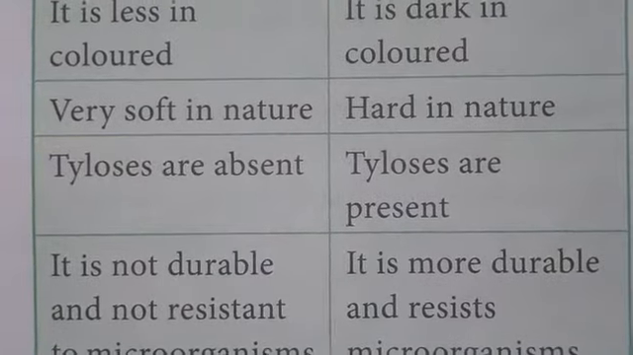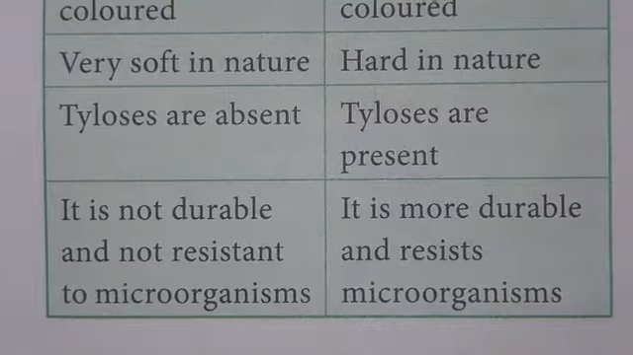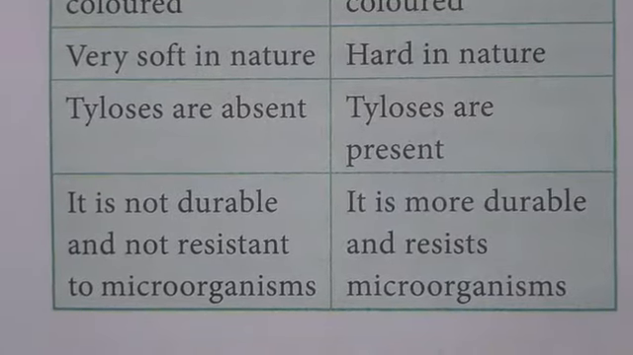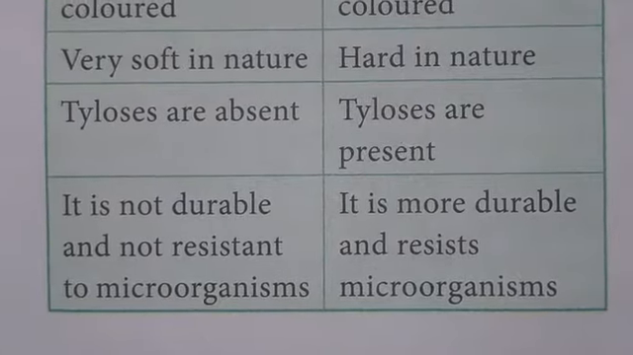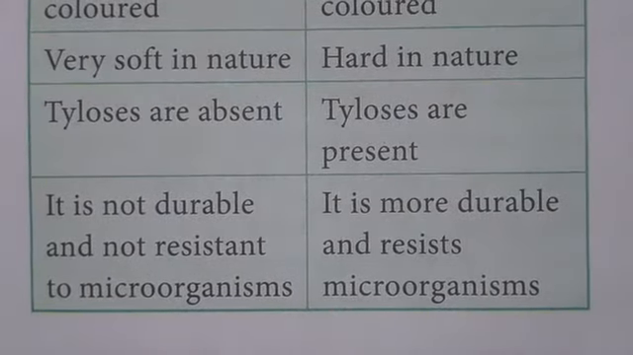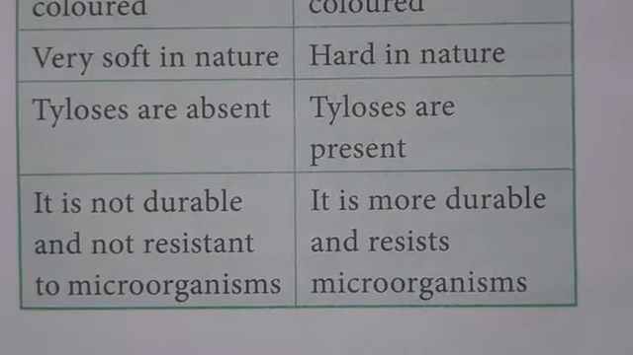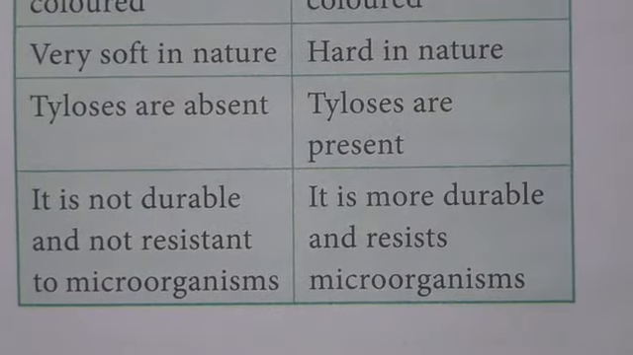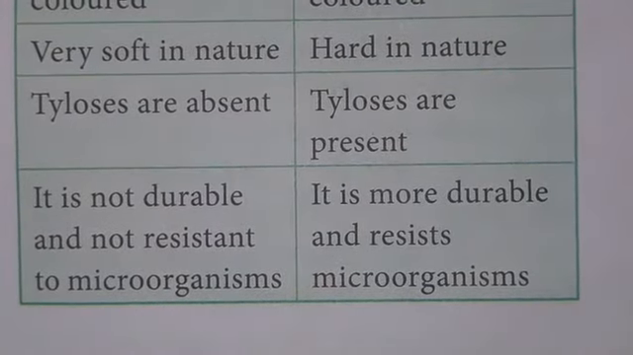The sapwood does not possess tyloses, whereas the heartwood possesses tyloses. So due to the presence of tyloses, they are unable to conduct water. Sapwood is not durable and not resistant to microorganisms and insects, whereas the heartwood is more durable and resistant to microorganisms and insects.